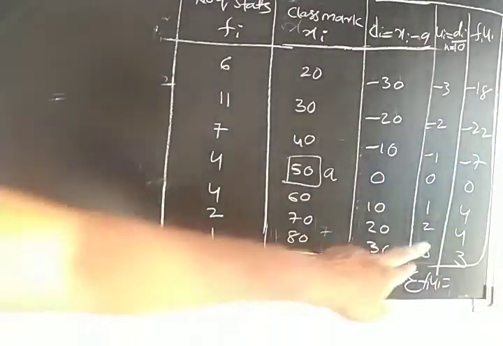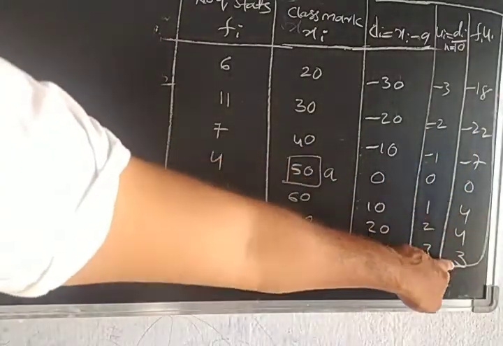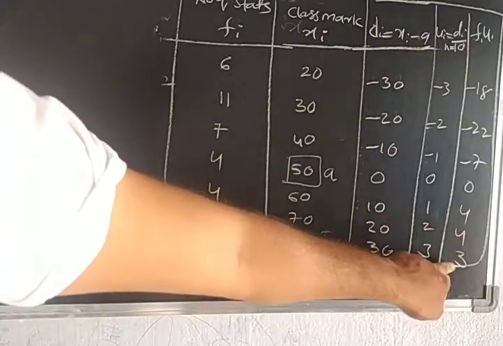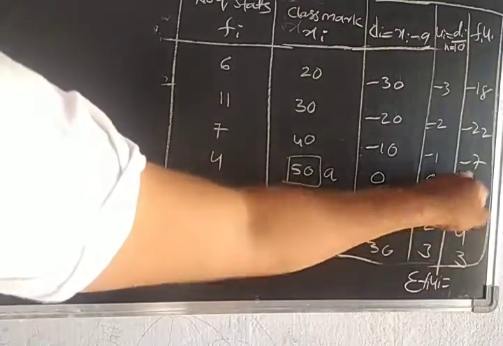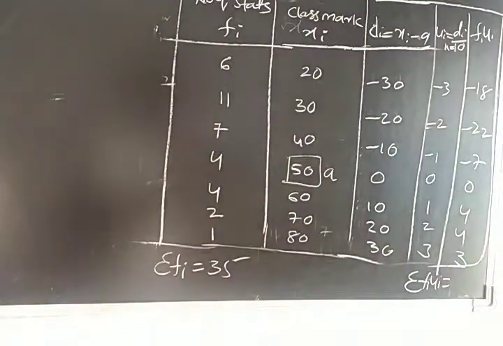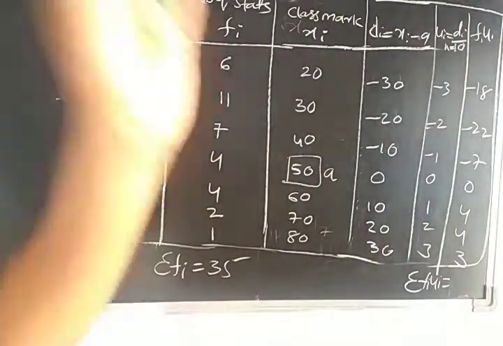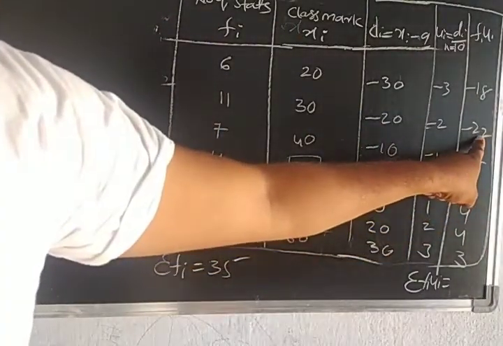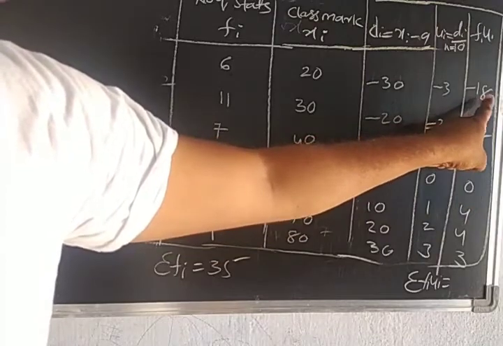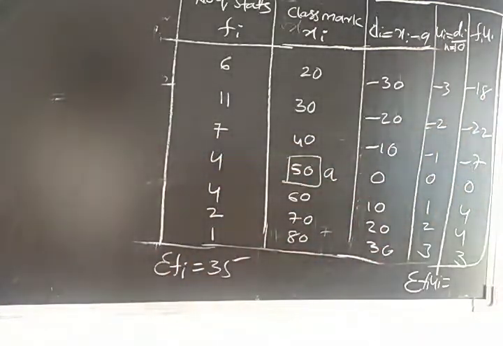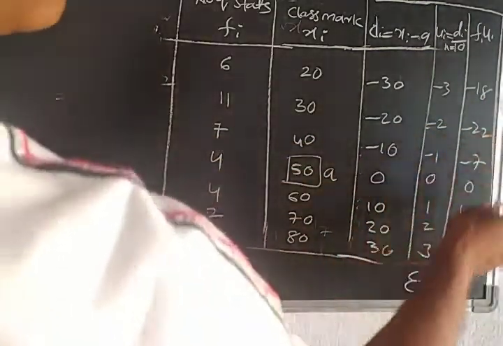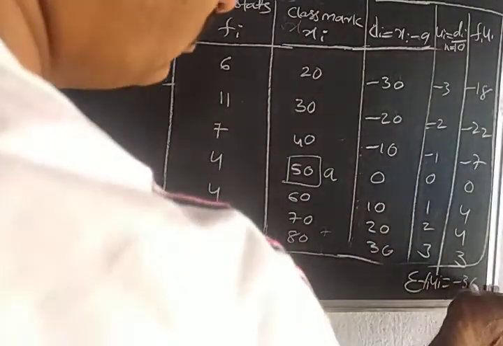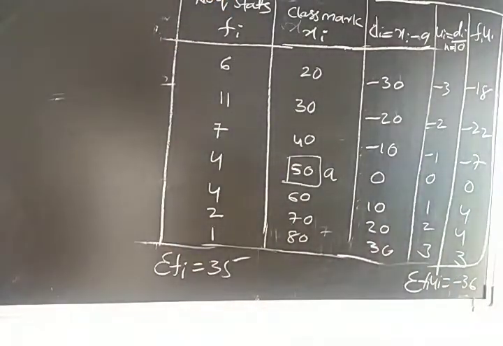Adding the positives: 4, 8, 11. 11 minus 7 is 4, subtracting 4 from this, you will get minus 14. Plus 22, minus 14, minus 22, minus 36 is summation fi into ui.